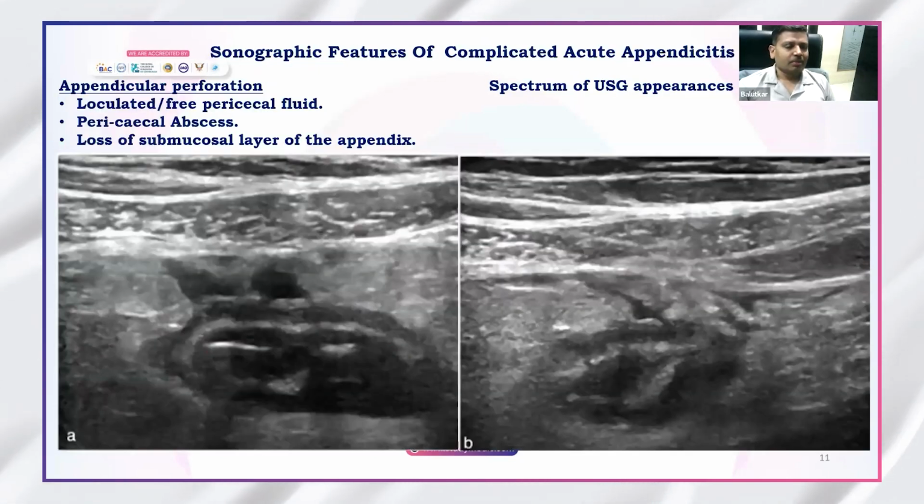So let's talk about some complications of acute appendicitis, or complicated appendicitis. As for the complications, if there is some perforation of the appendix, at times you can visualize the site of the perforation. In this particular image, you can see a hypoechoic filling defect within the serosal surface as well as the mucosal surface, which is suggestive of perforation, the site of perforation of the appendix.